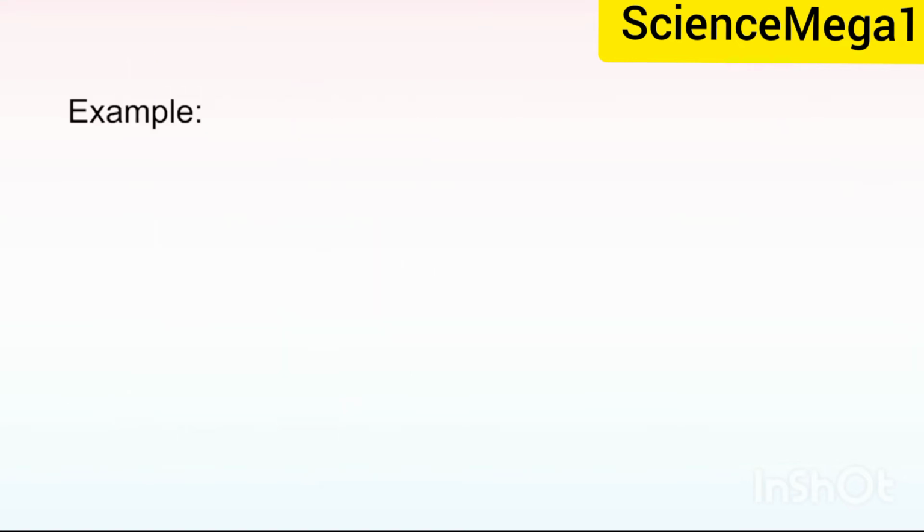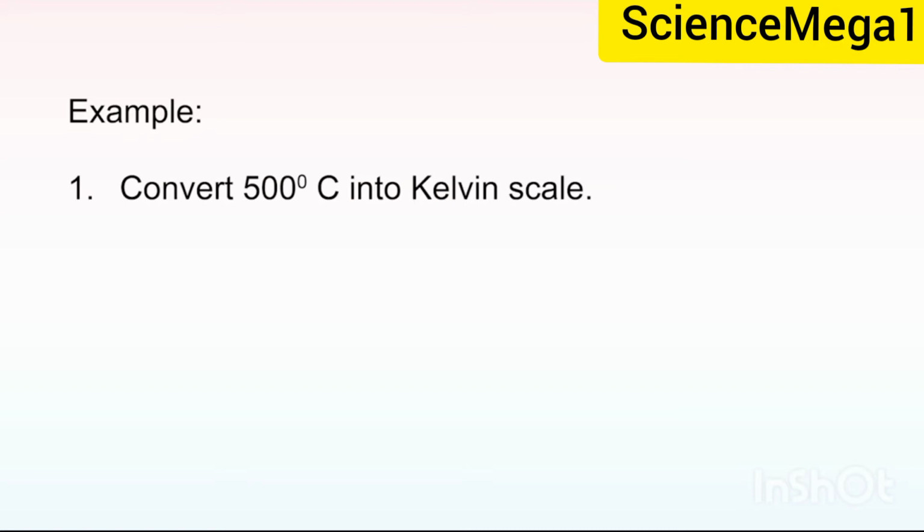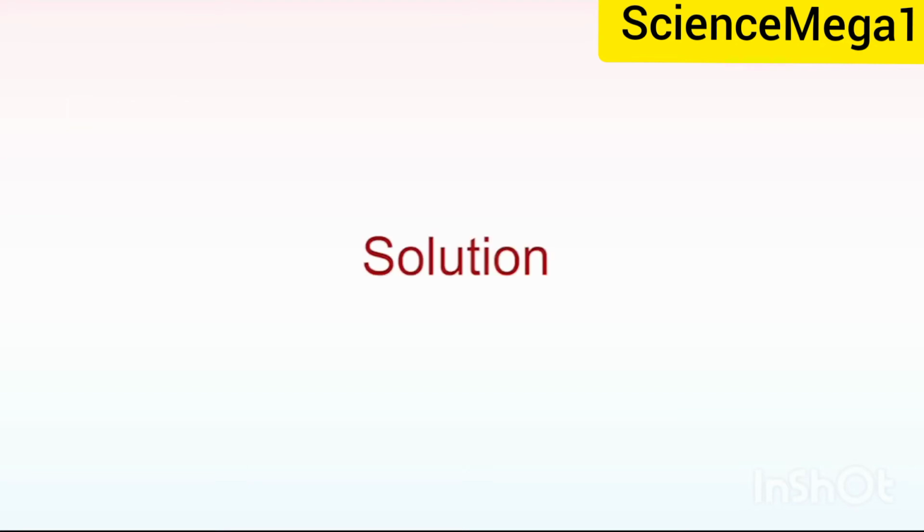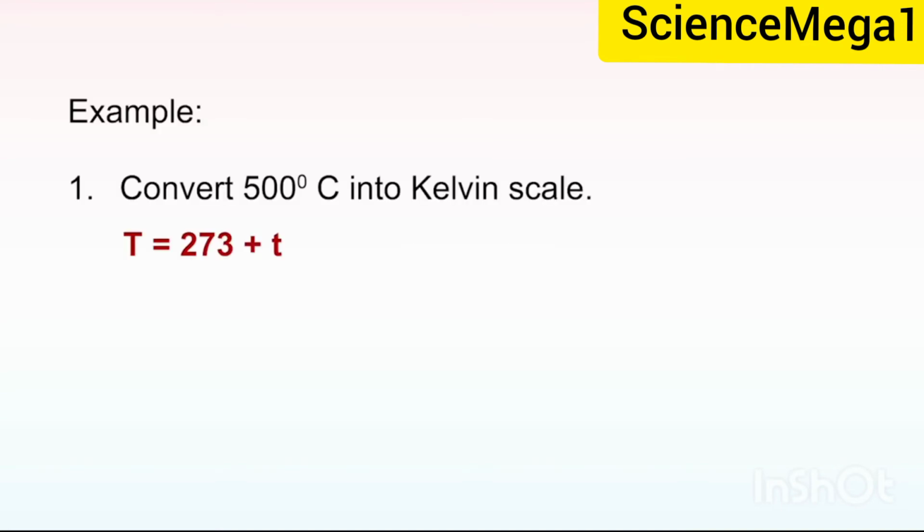Let's see an example. Convert 500 degrees Celsius into the Kelvin scale. Let's see how the question can be solved. T is equal to 273 plus t, and in the question, t was given as 500 degrees Celsius. Therefore, T will be equal to 273 plus 500, which will give us 773 kelvins. I hope you also got it right.